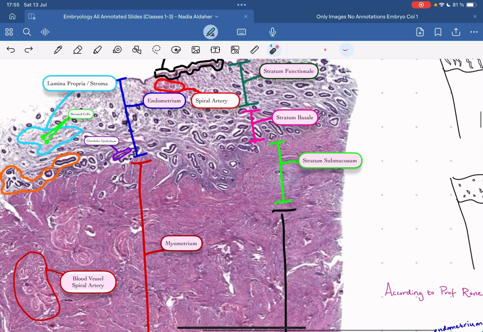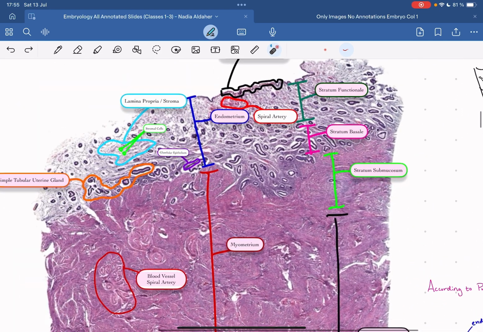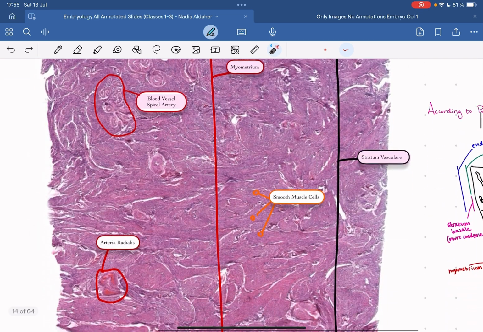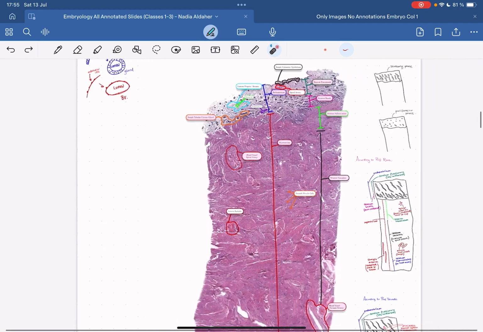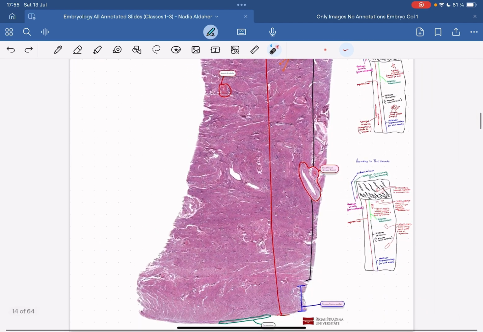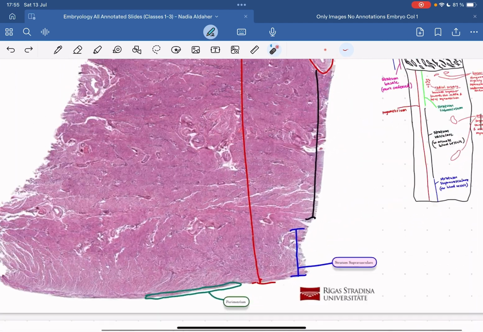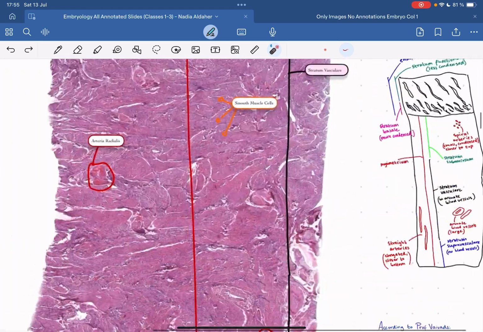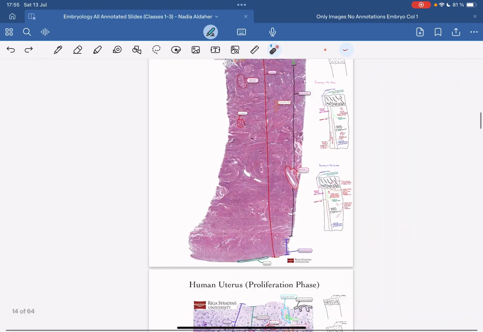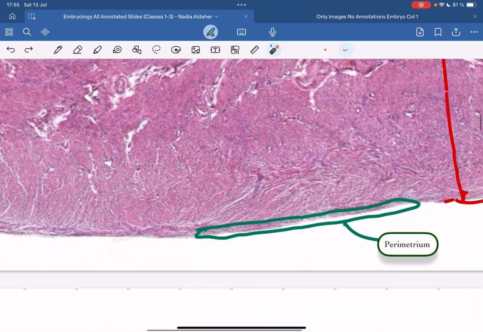So the first one being the stratum submucosum, that's the area that is directly underneath the endometrium, like so. Then we have the bigger layer, which is known as the stratum vasculare, which hosts all of these arcuate arteries. We'll get to them in a second. And then the bottom layer, which is known as the stratum supravasculare, which is underneath the vasculare layer. The most bottom part of the human uterus is known as the perimetrium.